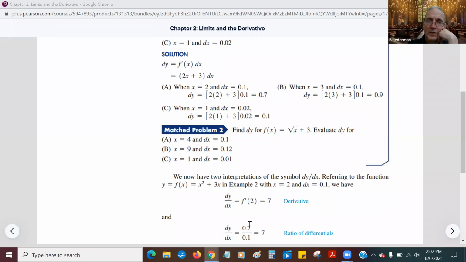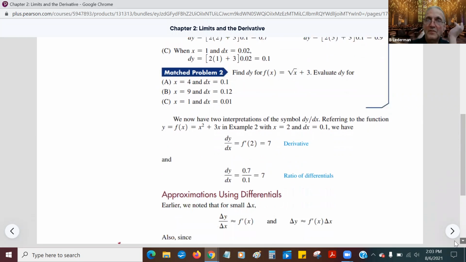But in this fraction here, where did the 0.7 come from? Where did the 0.1 come from? Well, for the 0.7, we're looking at x equals 2 and dx equals 0.1, which is the same thing as part A up over here. In part A, we wound up getting that dy is equal to 0.7, but we want dy divided by dx. So that's 0.7 divided by 0.1, which is dx, and that comes out to 7. So notice that both of these ways give the same answer. In one I just took a derivative and plugged in 2 and got 7, but they're two different interpretations, if you will.